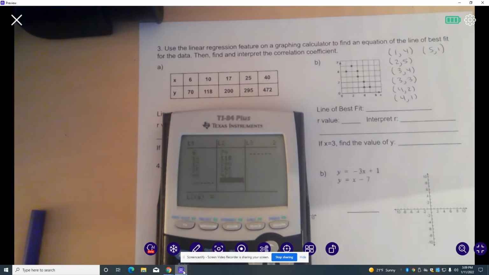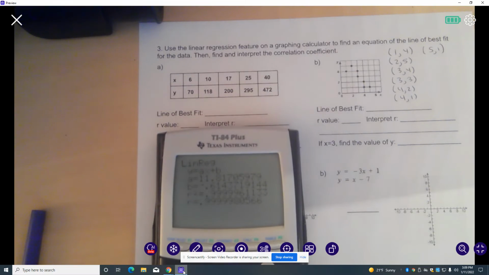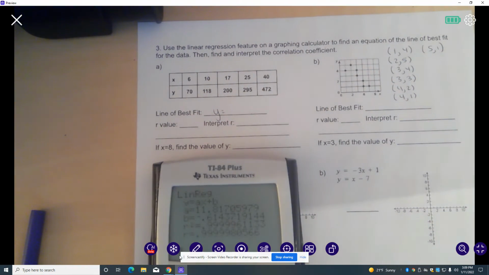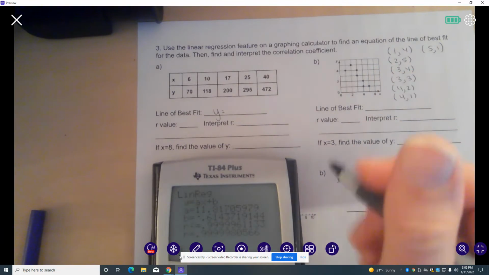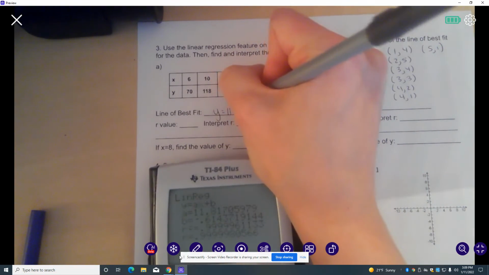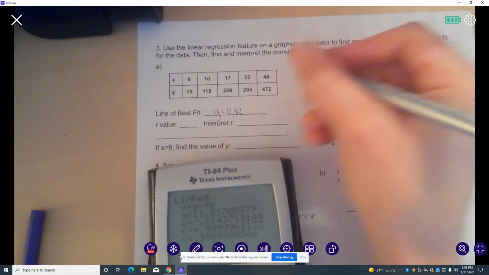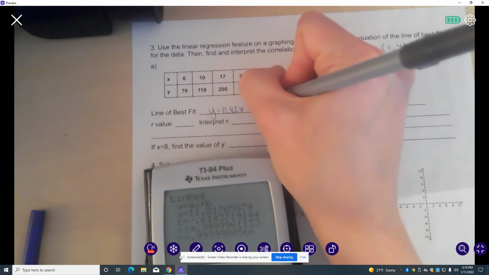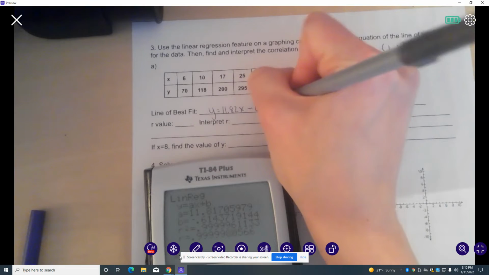So once I have everything typed in, I'm going to hit Stat again, go over to Calc, and then down to choice 4, linear regression. And we're going to hit Enter twice. So this tells me that my line of best fit is y equals, a is 11.82. They don't tell me what place value to round to, so I tend to round to the hundredths place. x plus b, which is negative 0.61.